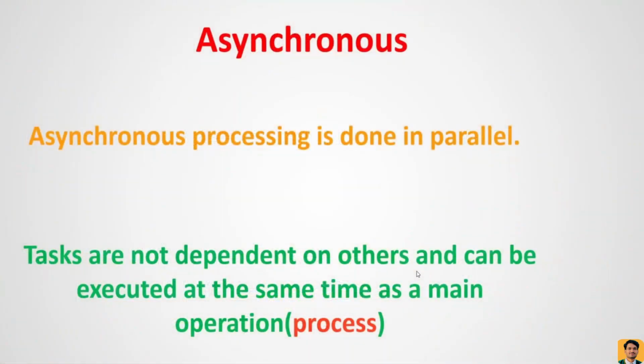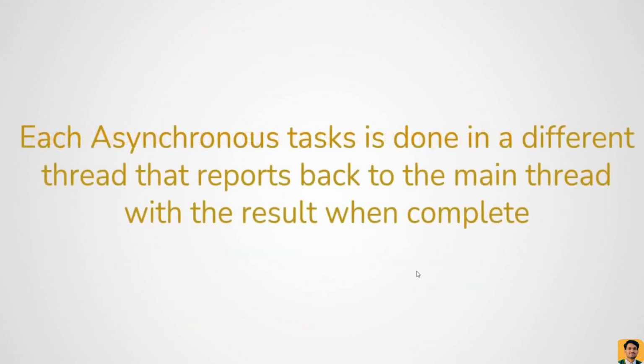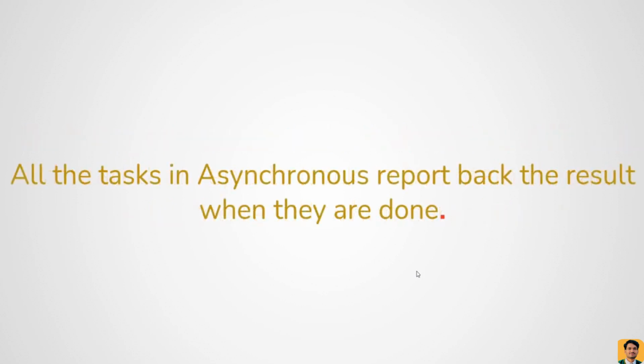And now let's understand what asynchronous is. So asynchronous processing is done in parallel. It means that in asynchronous programming, multiple tasks are happening in parallel, or you can just say at the same time. Since tasks are not dependent on others, they can be executed at the same time as one main process or operation. Each asynchronous task is done in a different thread that reports back to the main thread with the result when it is completed. So all the tasks in asynchronous report back the result when they are done.